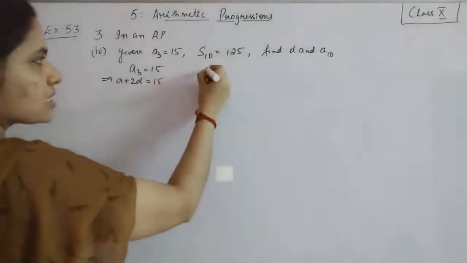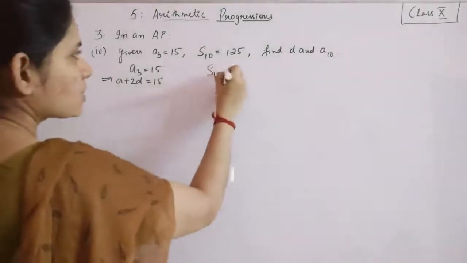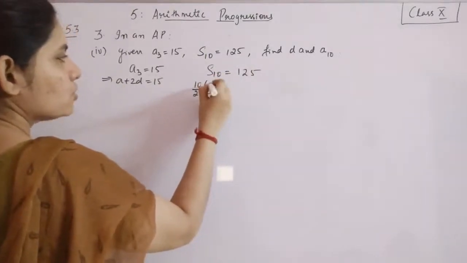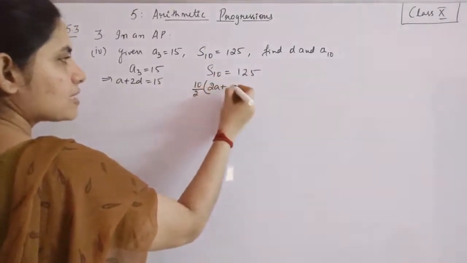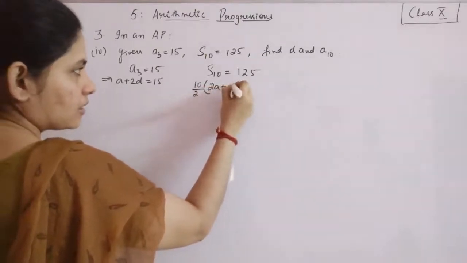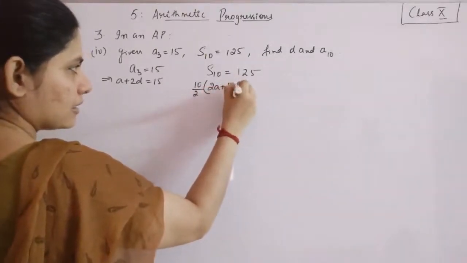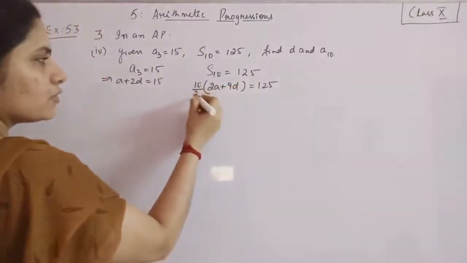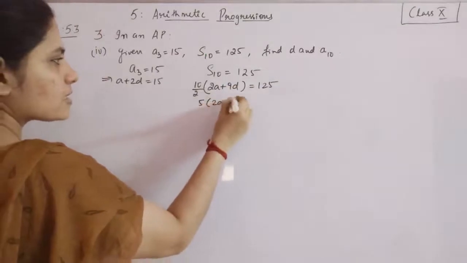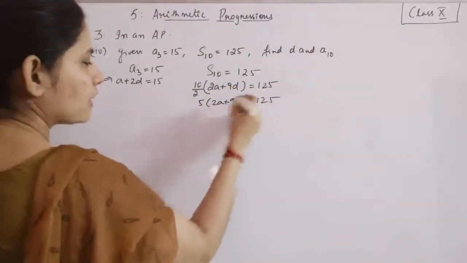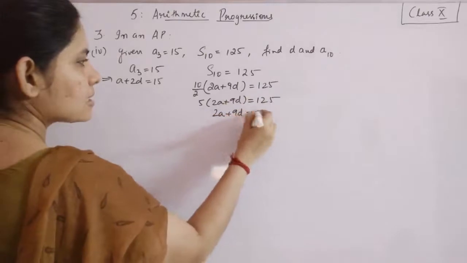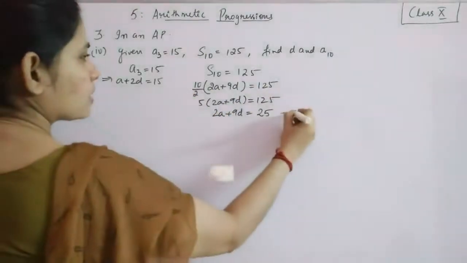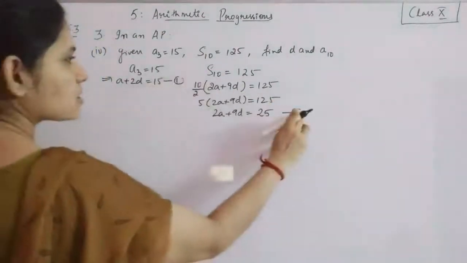Now S10 is 125. S10 means 10 by 2 into (2a plus (10 minus 1), which is 9, d) is equal to 125. I'm just simplifying this, which will give you 5. So 5 into (2a plus 9d) is equal to 125, or 2a plus 9d is equal to 125 by 5, which is 25. So let this be equation number 1, and this is equation number 2.